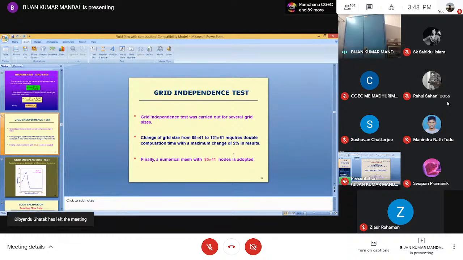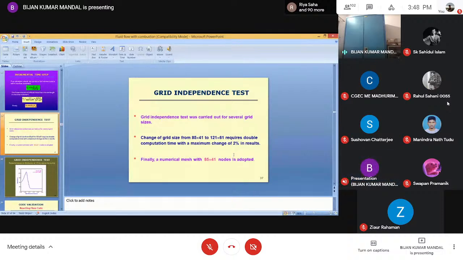If we increase the grid size from that to this side, we find that there is a minimum 2% change in the result, but at the same time it is taking twice the computational time. So we do not go for the higher side for 2% improvement. So we take the 85 by 41. That is your choice: whether you want to get 1% better result using more computational time.